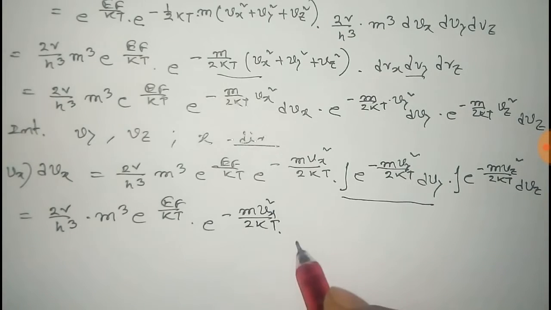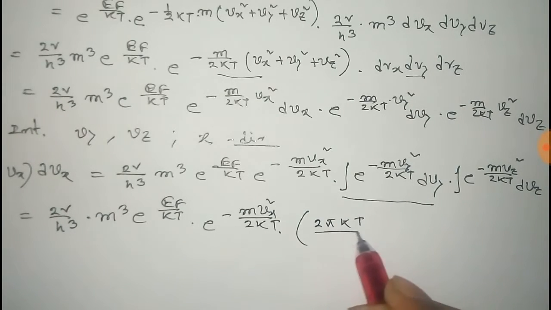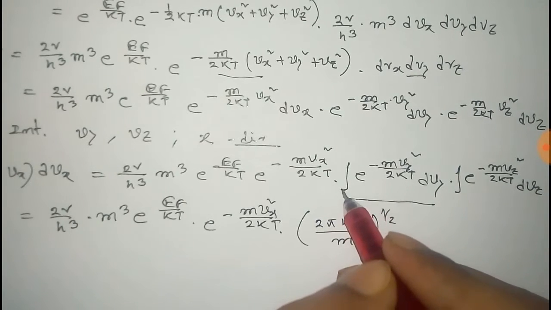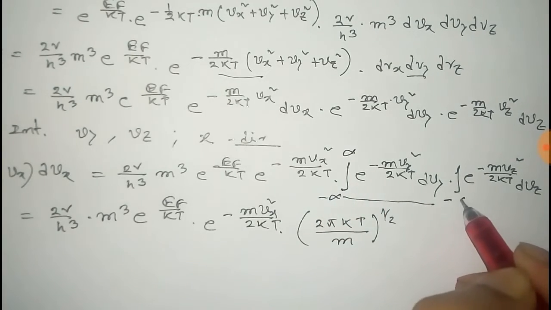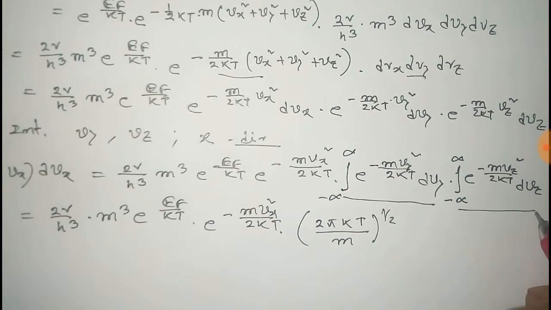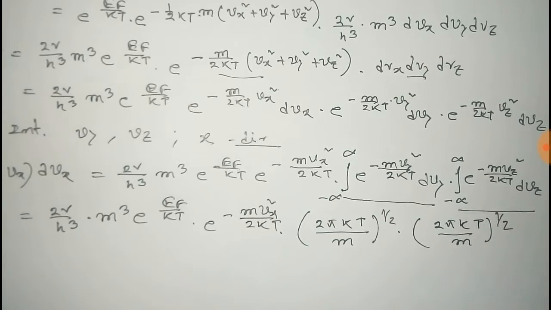Now using the gamma function we can calculate the integral, and the answer would be like this: (2 pi kT by m) to the power half. Because this limit is minus to plus infinity, just apply the gamma function to calculate the integral. Similarly, the integral of this function would also be (2 pi kT by m) to the power half.